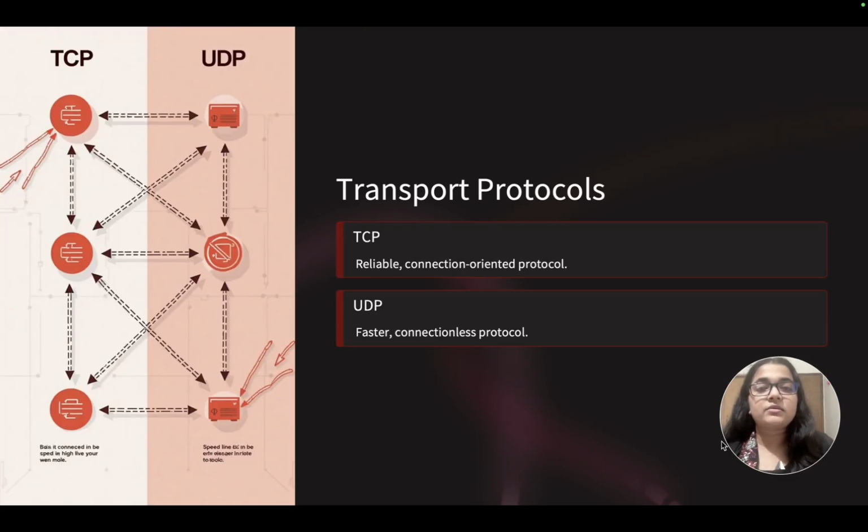Network transport protocols. As we saw earlier, TCP provides reliable, connection oriented communication, ensuring data arrives complete and in order. UDP provides fast, connectionless, best effort delivery, sacrificing reliability for speed.